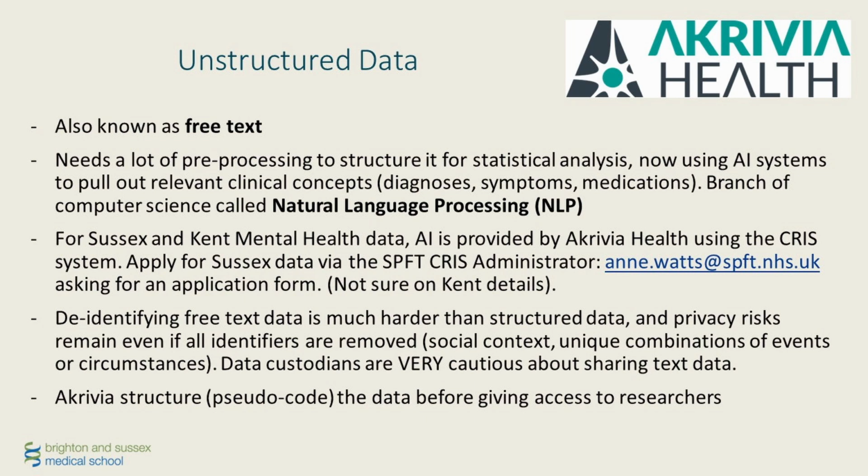And there's some concern that even if you can train a really good computer algorithm to take those identifiers out, privacy risks remain because there's unique combinations of events discussed or unique social context. So for example, if you're looking at discharge letters about somebody going home and it talks all about what floor they live on in their flat and who looks after them and that their lift's not working, all these things could make somebody identifiable. And therefore data custodians are usually very cautious about sharing text data.